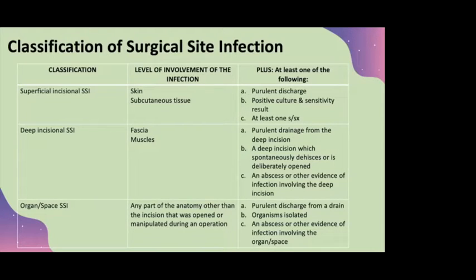Number three is the organ or space SSI, which is seen at any part of the anatomy other than the incision that was opened or manipulated during an operation, plus at least one of the following: one, purulent discharge from a drain that is placed through a stab wound into the organ or space. Two would be organisms isolated from aseptically obtained culture of fluid or tissue in the organ or space. And third, an abscess or other evidence of infection involving the organ or space.